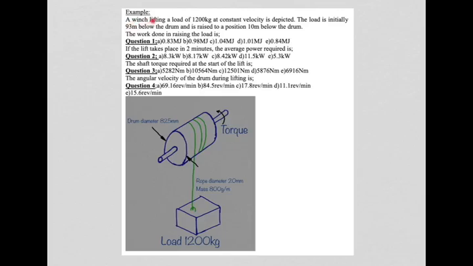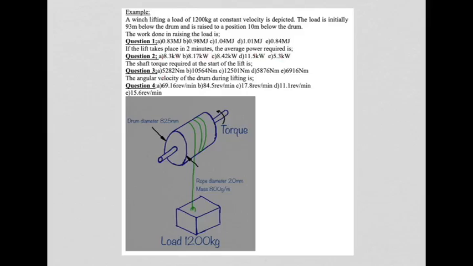It says a winch lifting a load of 1200 kilograms at constant velocity is depicted. The load is initially 93 meters below the drum and is raised to a position 10 meters below the drum. The work done in raising the load is, and you've got a multiple choice scenario here, and then they say if the lift takes place in 2 minutes, the average power required is one of those. You've just done one like that.